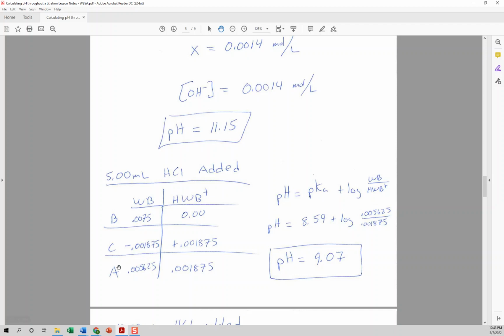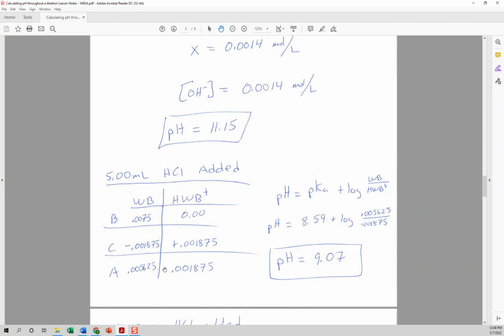Now remember, if we wanted our new molarities here, we would divide by the new volume, which in our case, we started with 15 milliliters of weak base in the flask, and we added 5 milliliters. So our new volume is 20 milliliters right now. But we don't have to worry about that. We can just plug these into the Henderson-Hasselbalch.